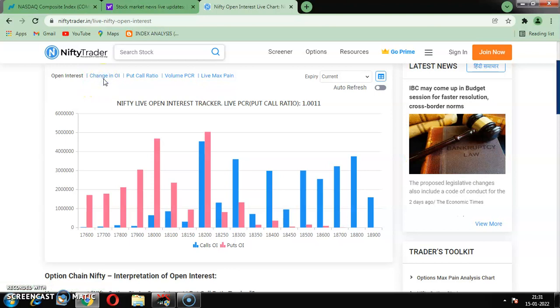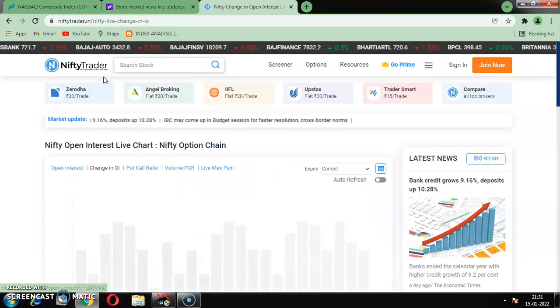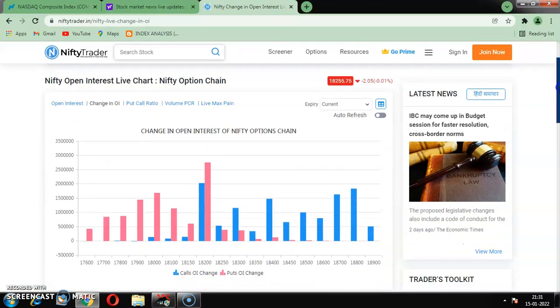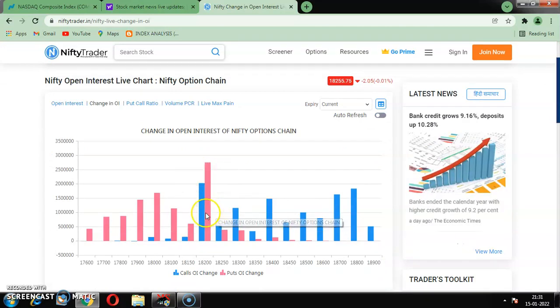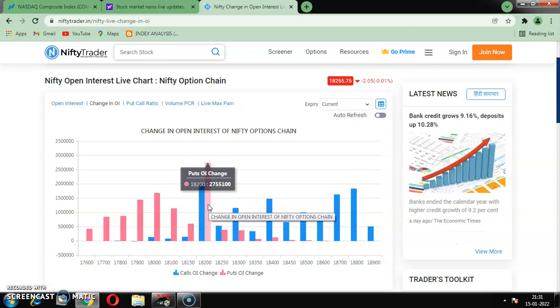What is the change in open interest? As far as the change in open interest is concerned, we can come to a conclusion. Let us see the change in open interest. Yes, this is the change in open interest. If we compare, at 18,200, we can see the maximum put writing is happening on 18,200, that is 27 lakhs plus.